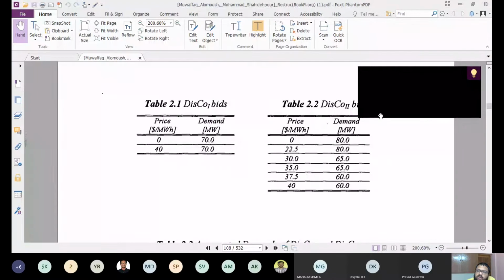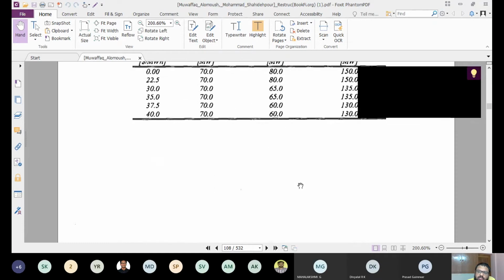Now for DISCO 2, from 0 to $22.5, the demand is 80. Then from $22.5 to $30 range, the demand drops from 80 to 65 megawatts. Okay, so like that, from 30 to 35, it again remains at 65 megawatts itself. Then 35 to 37.5, 60. Then after that, it remains at 60 itself. So for DISCO 2 also, we have a separate demand curve.